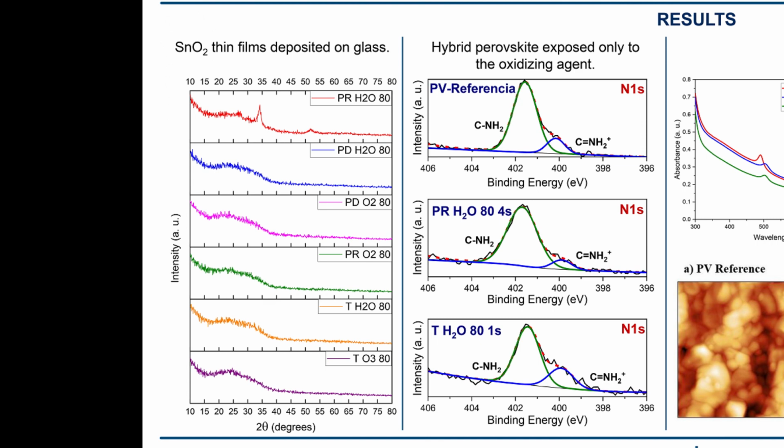Subsequently, the perovskite was exposed only to the oxidizing agent for a short time. By comparing the relative intensities of the nitrogen signal when using thermal ALD of water and remote plasma of water, it can be seen that when using water as the oxidizing agent in the thermal modality, the signal corresponding to the double carbon amino plus 2 bond, although it is present in the unoxidized perovskite, decreases, reflecting a greater oxidation of the perovskite.